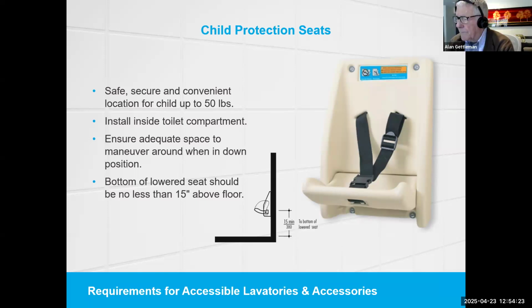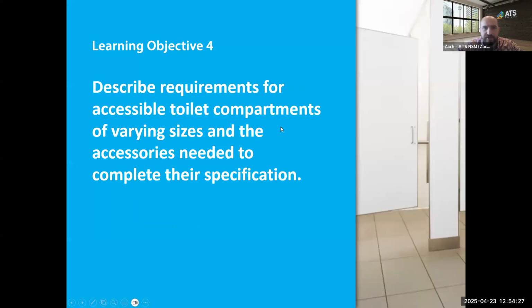All right, let's move off the section. We can jump on to the next learning objective. All right, let's move on to learning objective 4. Now we're into toilet compartments, different sizes and the accessories that complete their specification.